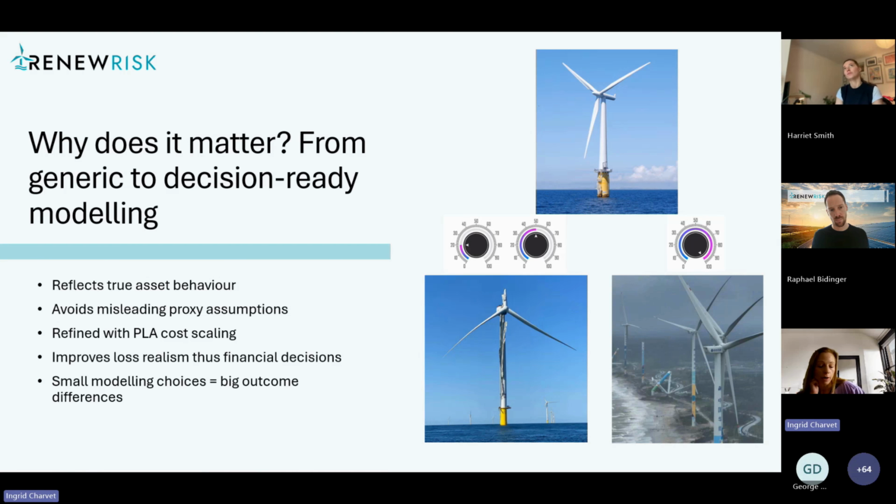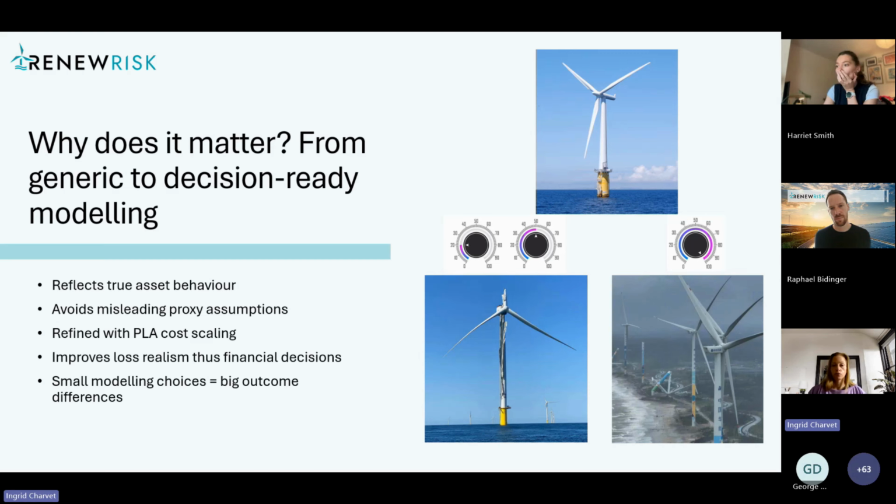So why does it matter? So tailored vulnerability is not about adding detail for detail's sake. It's about making sure we are representing how each asset actually behaves under stress.